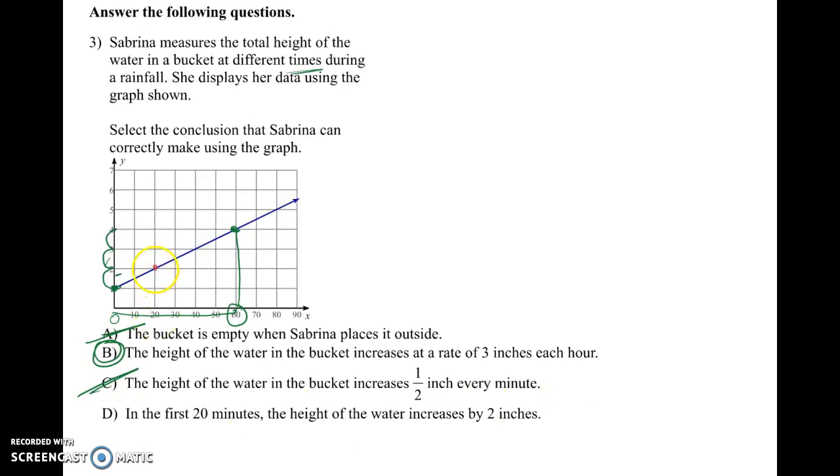And then, in the first 20 minutes, the height of the water increases by 2 inches. So at 20 minutes, it's at 2 inches. Did it increase by 2 inches? No, it actually just increased from 1 inch to 2 inches, which is only 1 inch. So if that said 1 inch, it would be true, but it doesn't, so it's not true. So the only conclusion she can draw here that is true is B.